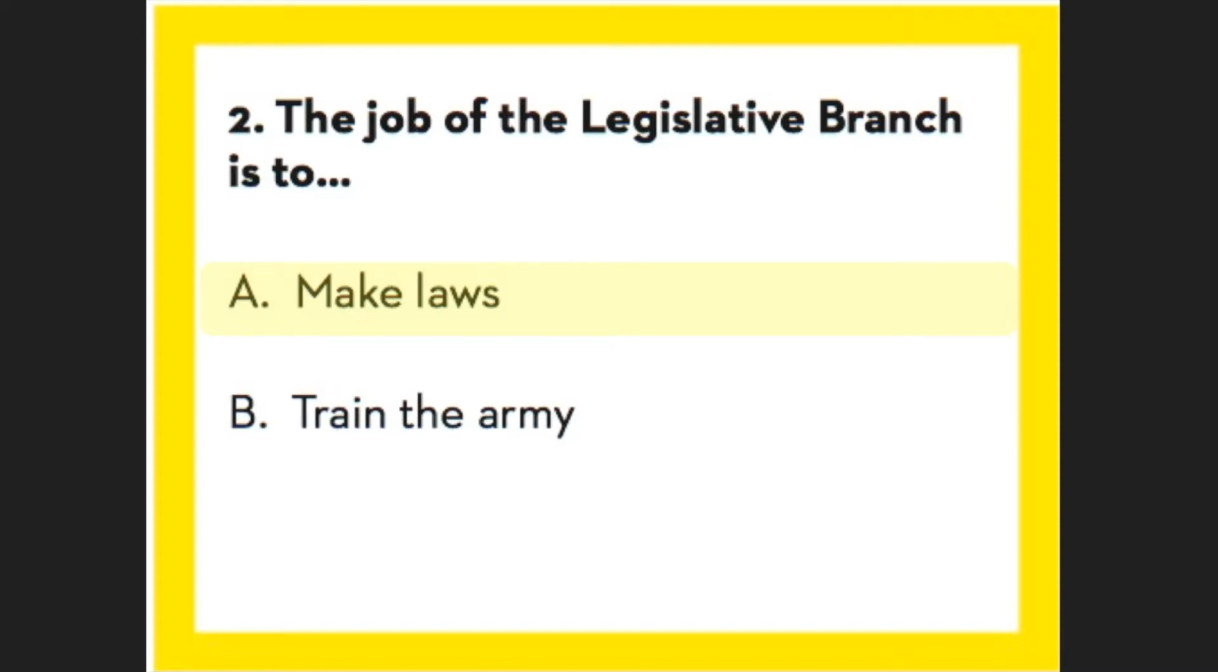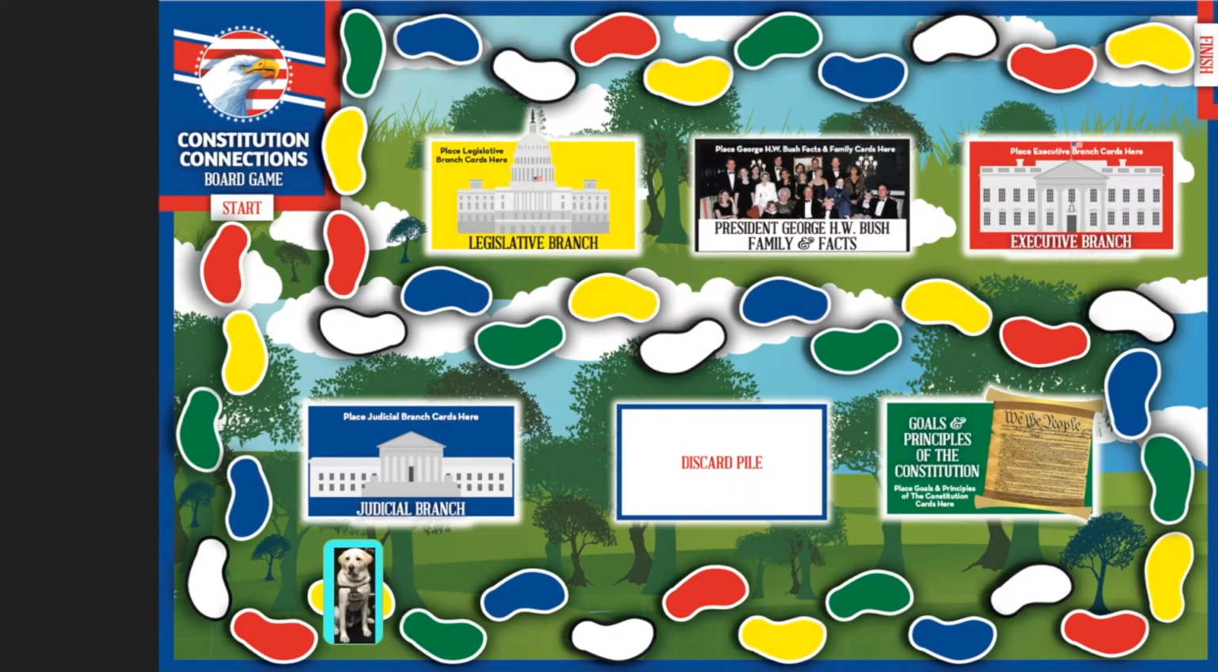Okay, so here's what we're going to do. If you said B, train the army, I just want you to take a moment and I want you to repeat the correct answer 3 times. So the job of the legislative branch is to make laws, make laws, make laws. Okay? And that's just how we're going to handle it if we get the answer wrong. So the legislative branch is to make laws. So now we are ready for the next roll of the dice. Let's see where we're going to end up.